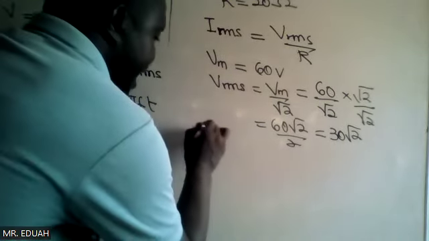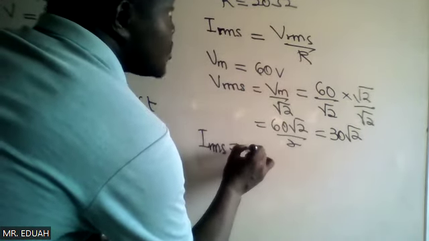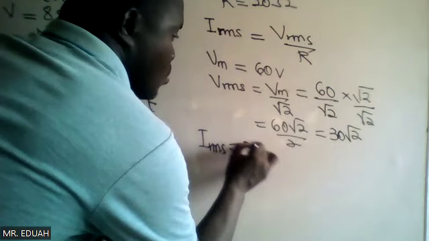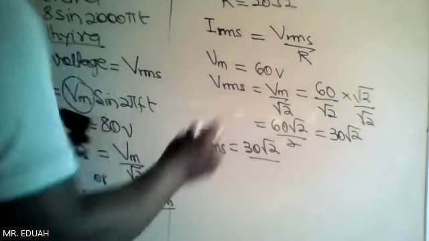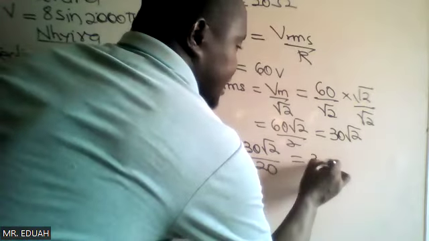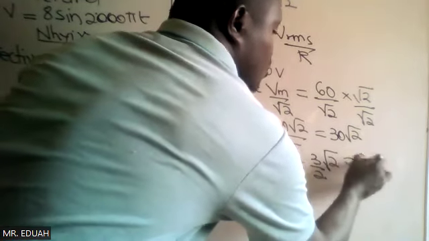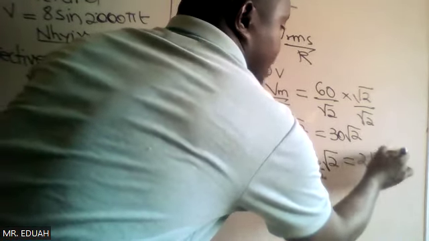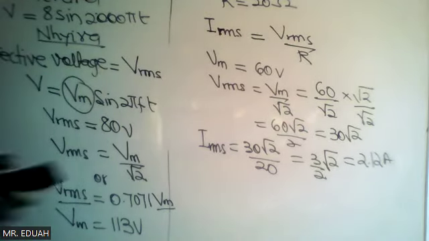Okay, so IRMS therefore is equal to 30 root 2 over resistance, which is 20. So I have 3 root 2 over 2, and this is equal to 2.12 ampere. So Gerard got it right, Edith got it right.